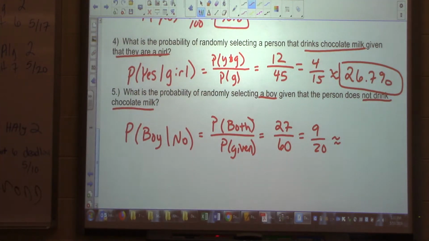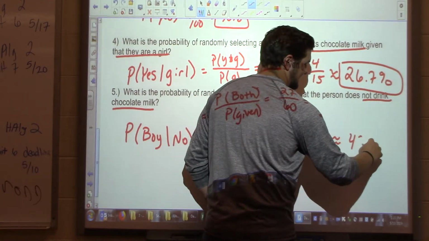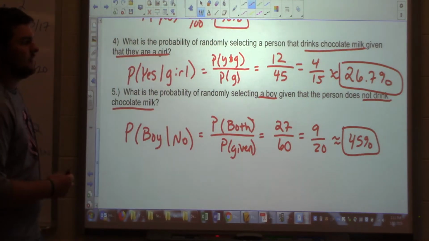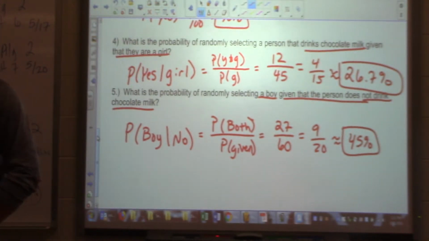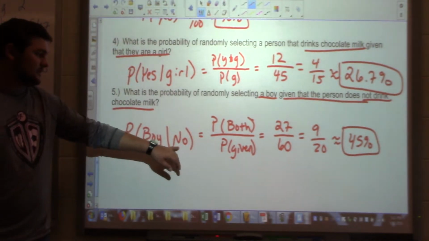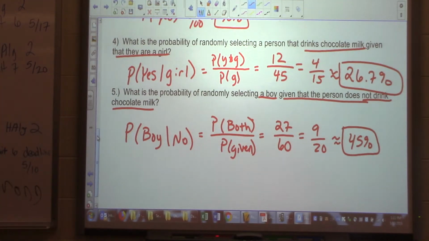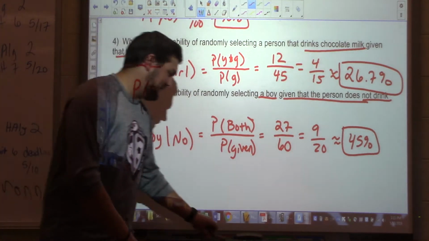45%. Okay, well, I've been wrong for the past like 3 answers. This wording's really screwing me up. Why is it screwing you up? I don't know. The given part comes second. So, given they do not drink chocolate milk, that's the second piece. You gotta read it in detail, pay attention when you read it. Should we pay attention regardless, right? One would hope.